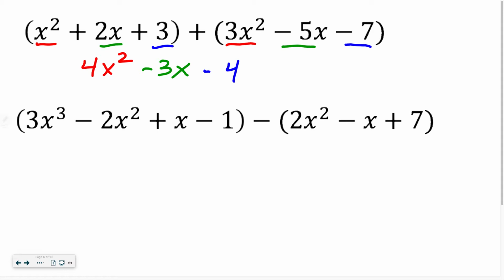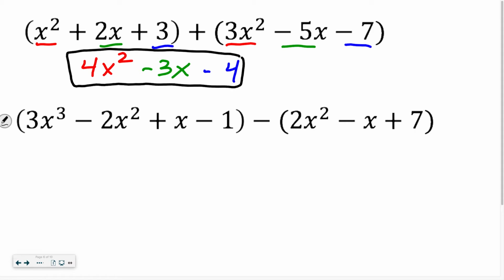It's a new polynomial. Is there a standard form? It is in standard form. The exponents are decreasing from left to right. Okay.